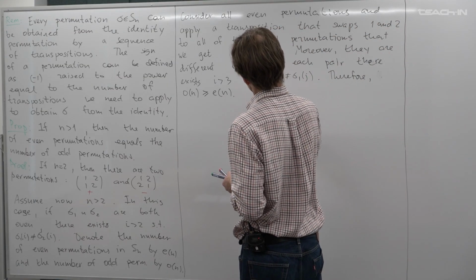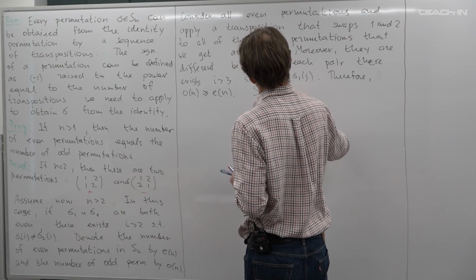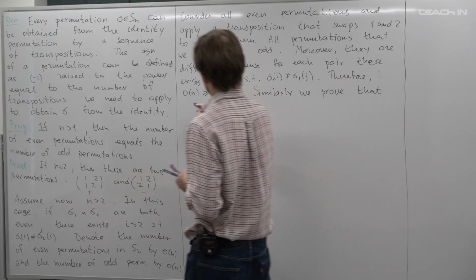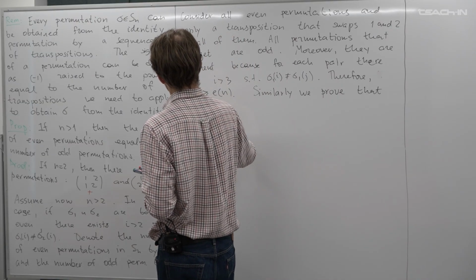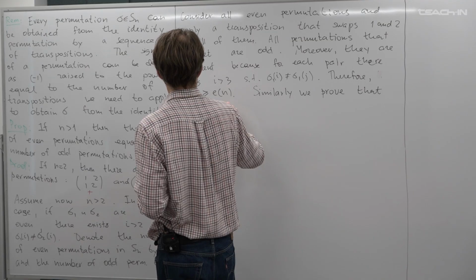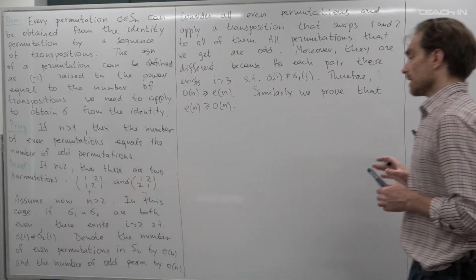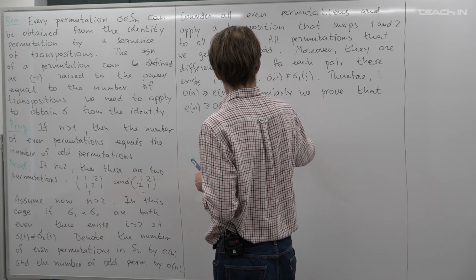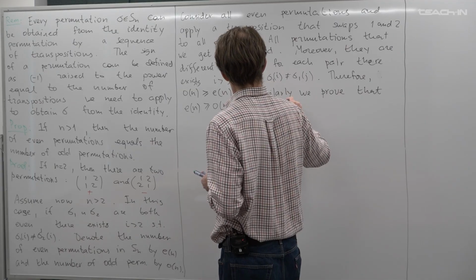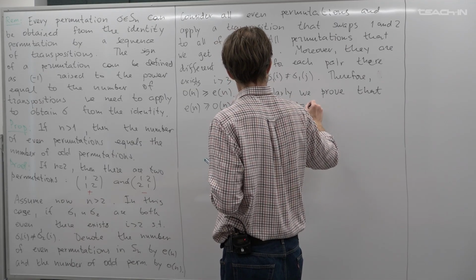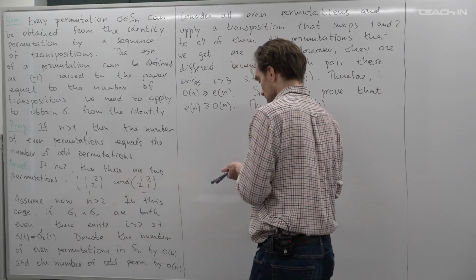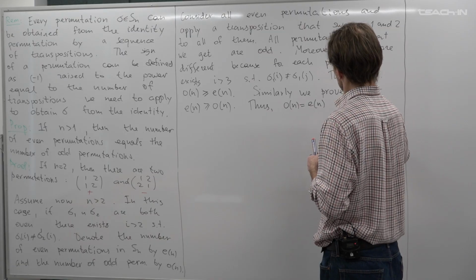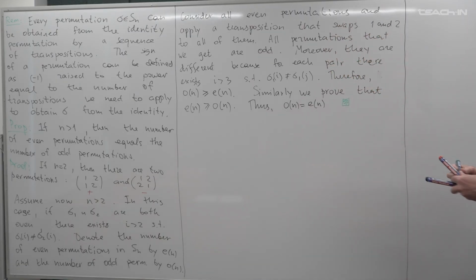Okay, similarly, we prove that the number of even permutations is greater or equal than the number of odd permutations, just by taking odd permutations and doing the same. Okay, thus the number of odd permutations is the same as the number of even permutations, and this proves our statement.